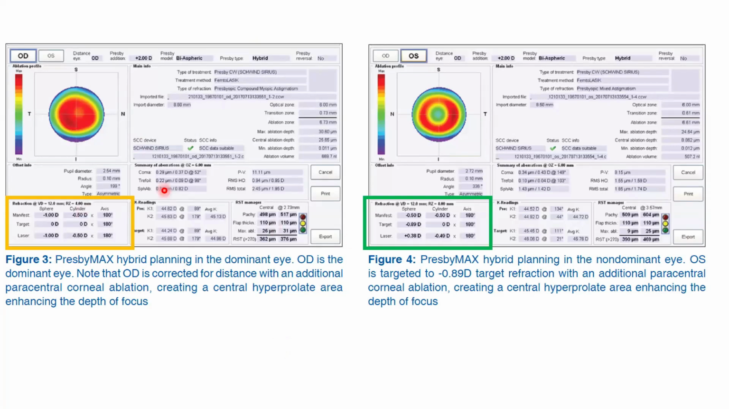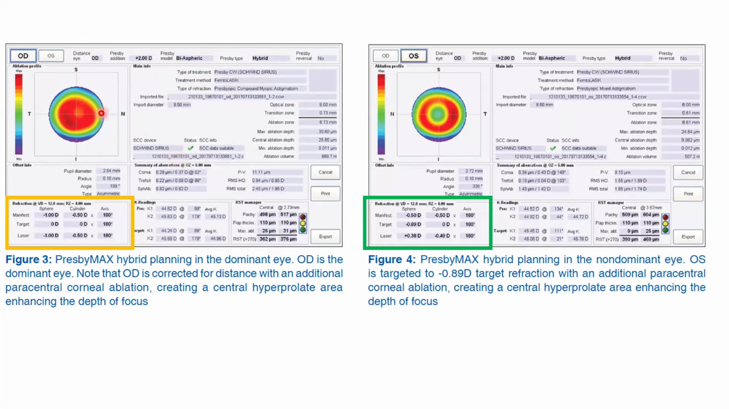So now, a very brief overview of how the treatment planning will look on the Presby Max. We are doing a Presby Max hybrid treatment. The distance eye is the right eye, and we have already mentioned the dominance of the eye over here. How much is the addition? Around plus 2 diopters. It is a bi-aspheric treatment and it is the hybrid type of treatment.